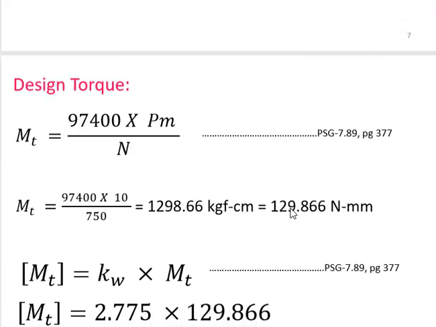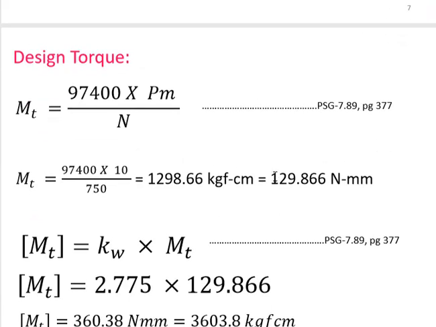Once I found out the kW, I can try to find out the design torque. To find out design torque, I need to find out what is MT. So the formula for the MT is given. So 10 is the kilowatt that is given in the question, 750 is the RPM.